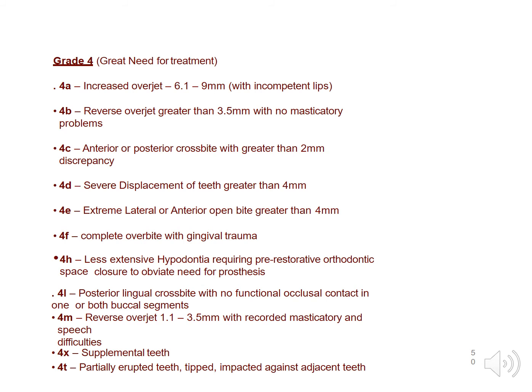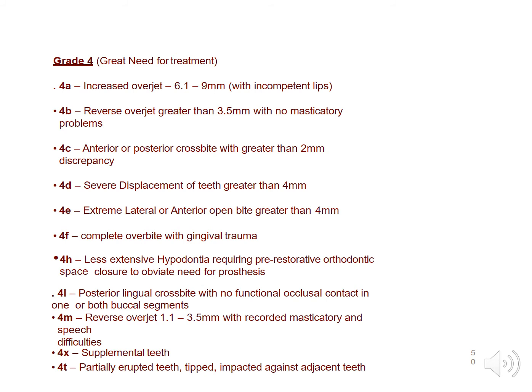4H, less extensive hypodontia requiring pre-restorative orthodontic space closure to obviate need for prosthesis. 4L is posterior lingual crossbite with no functional occlusal contact in one or both buccal segments. 4M is reverse overjet 1.1 to 3.5 mm with recorded masticatory and speech difficulties. 4T is partially erupted teeth, tip impacted against adjacent teeth, and 4X is supplemental teeth.